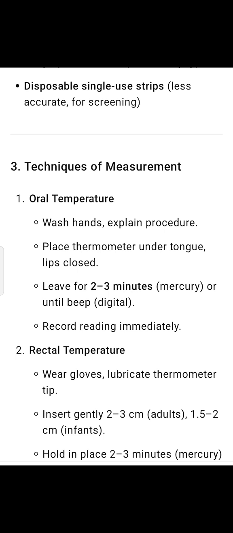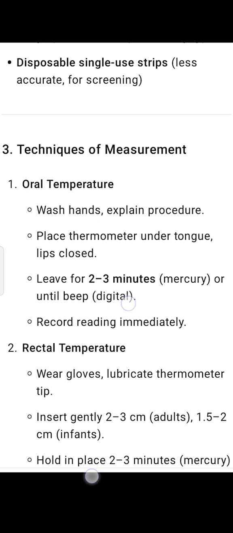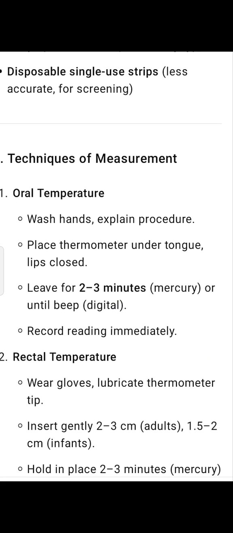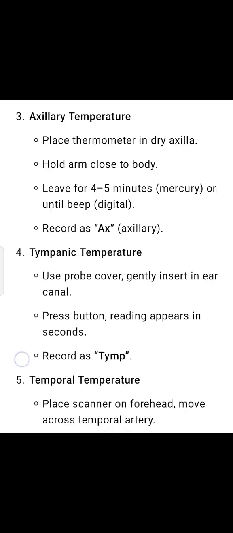We have to lubricate properly, because we have to insert it into the rectum. Then we have to insert it gently 2 to 3 centimeters in adults and 1.5 to 2 centimeters in infants. Make sure to write these, this is very important, and hold in place for 2 to 3 minutes. And for axillary temperature, place the thermometer in a dry axilla. First we have to clean the axilla. Hold the arm close to the body. Leave for 4 to 5 minutes for mercury, or until it beeps.